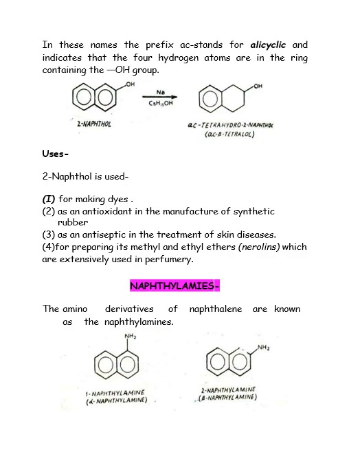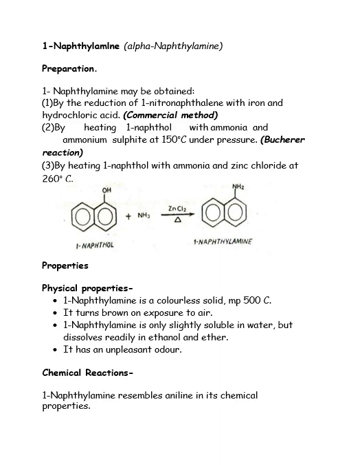In 1-naphthylamine, the amino group is present at the first position, and in 2-naphthylamine the amino group is present at the second position. 1-naphthylamine is also known as alpha-naphthylamine. Preparation. It may be obtained by reduction of 1-nitronaphthalene with iron and hydrochloric acid by the commercial method, and it can also be prepared by the Bucherer reaction by heating 1-naphthol with ammonia and ammonium sulfate at 150 degrees centigrade under pressure, and by heating 1-naphthol with ammonia and zinc chloride at 260 degrees centigrade.